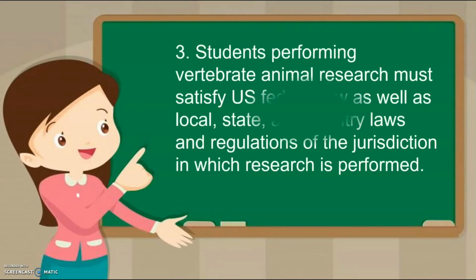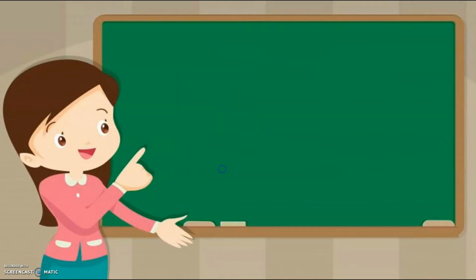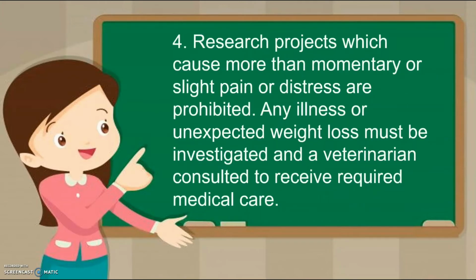Okay, next, let us proceed to rule number 3. Students who are performing vertebrate animal research must satisfy the U.S. federal law, as well as the local, state, and country laws and regulations of the jurisdiction in which research is performed. So, everything should be approved by the higher agency and review committee. Next, research projects which cause more than momentary or slight pain or distress are prohibited. The reason why we are going to measure the weight of the animals before and after the experimentation is that if you monitor your animal and find unexpected weight loss, the study will be disqualified and you must stop your experimentation.